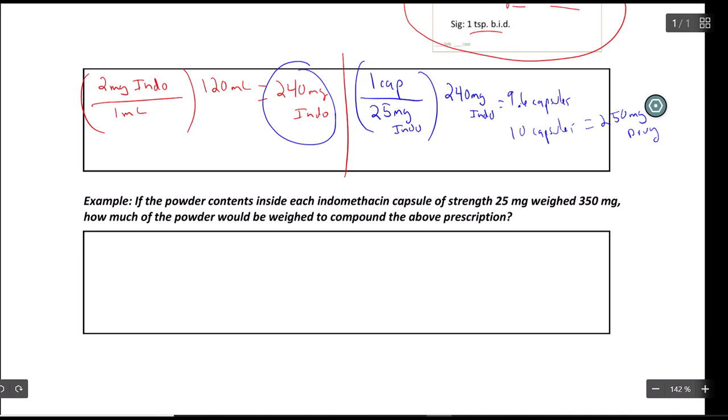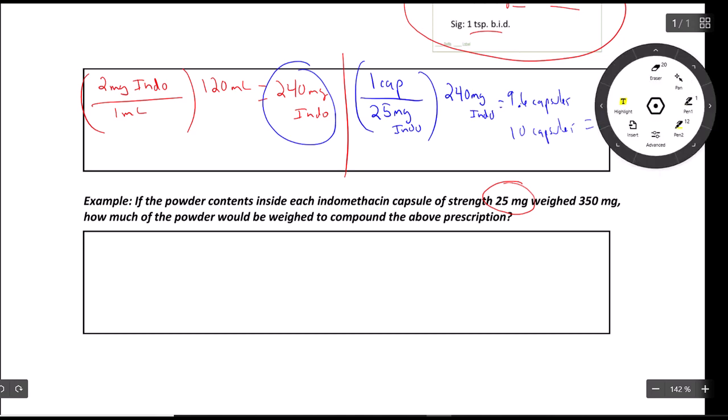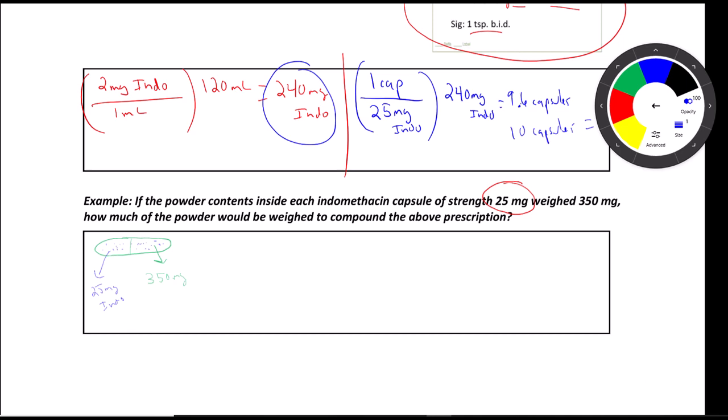So keep in mind that each indomethacin capsule has 25 milligrams inside. So I'm going to draw a picture of a capsule. Let's say I make a little green capsule here. Here's my capsule. Inside of that capsule, the amount of powder is 350 milligrams. The amount of drug that's sprinkled throughout all that powder is 25 milligrams of indomethacin. But the amount of powder is 350.